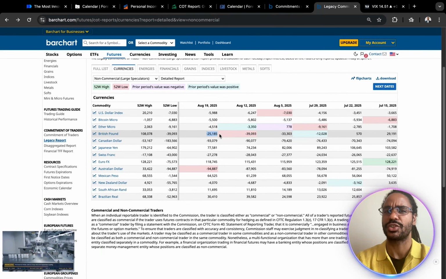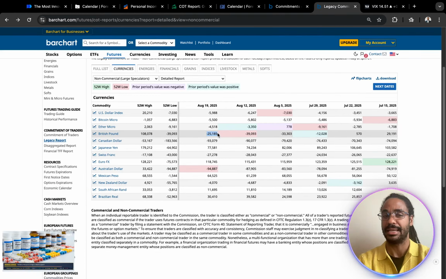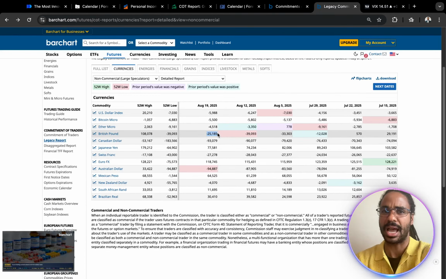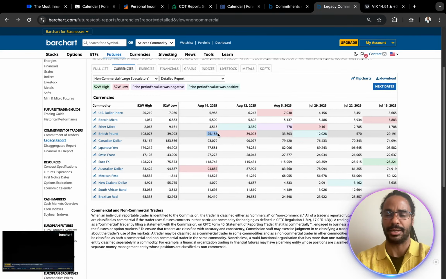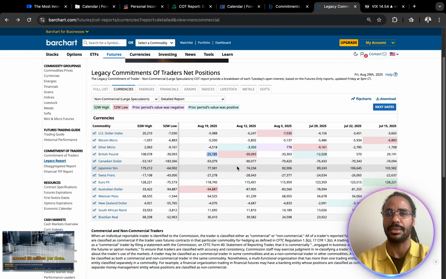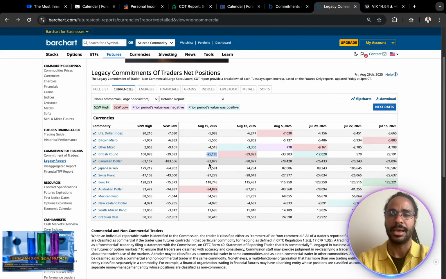So if the specs are heavily net long, say on the GBP, the USD side is implicitly net short, and vice versa. In this particular scenario, we have the opposite. We have net short, meaning the USD is net long. I will break this down in detail, and if you'd like a video just on dissecting these Commitments of Traders net positions, just hit me in the comments, and I'll make you one probably as we move forward.